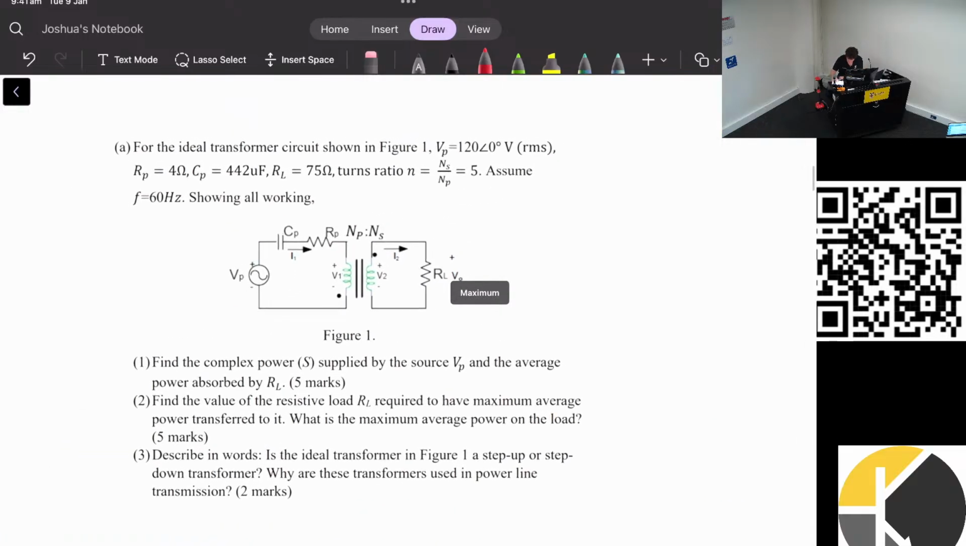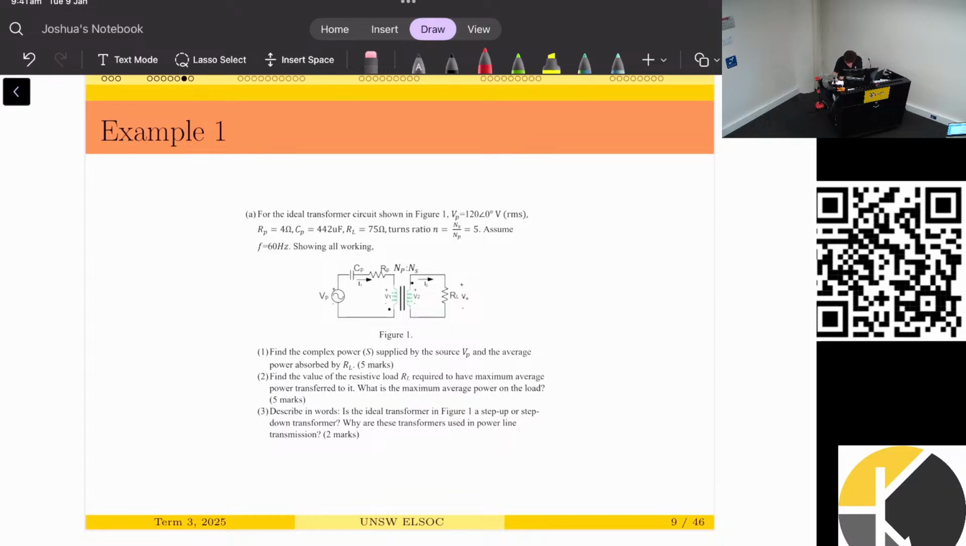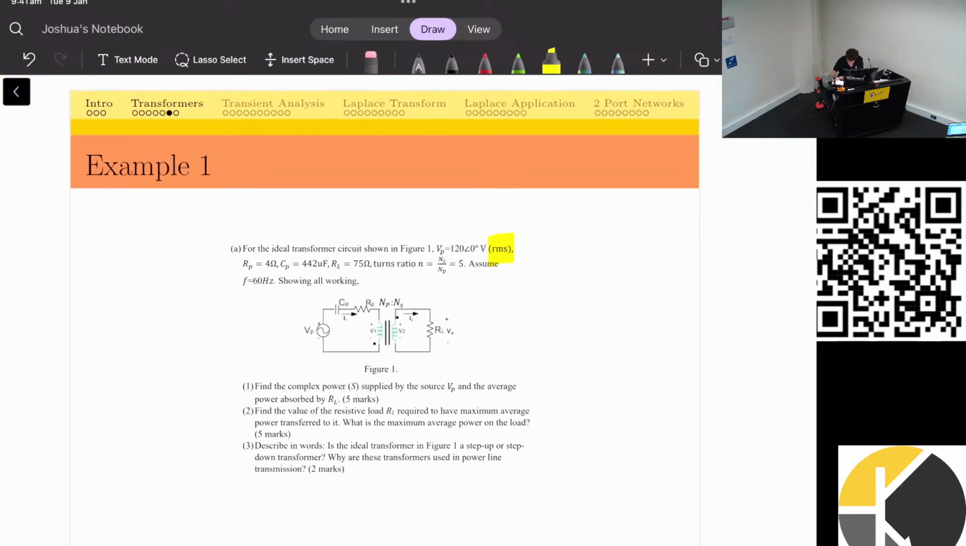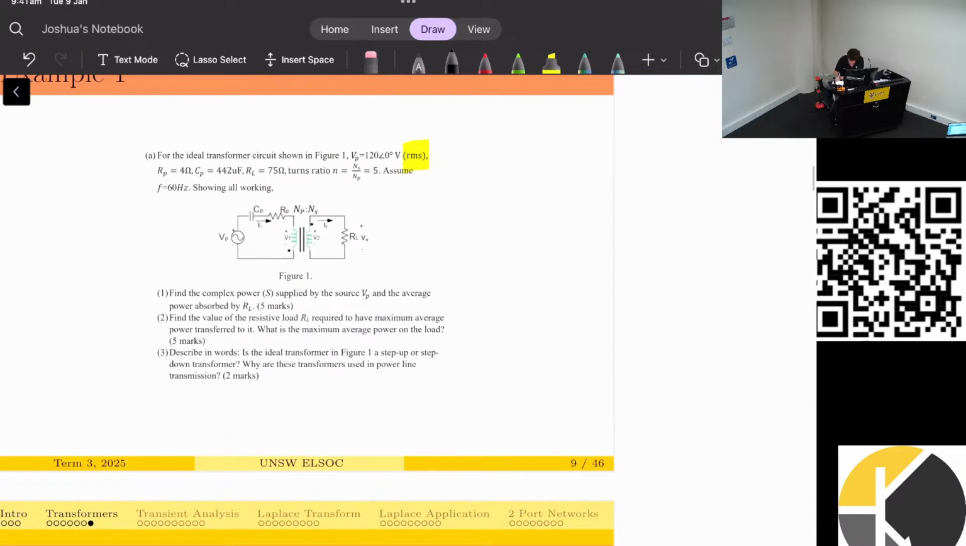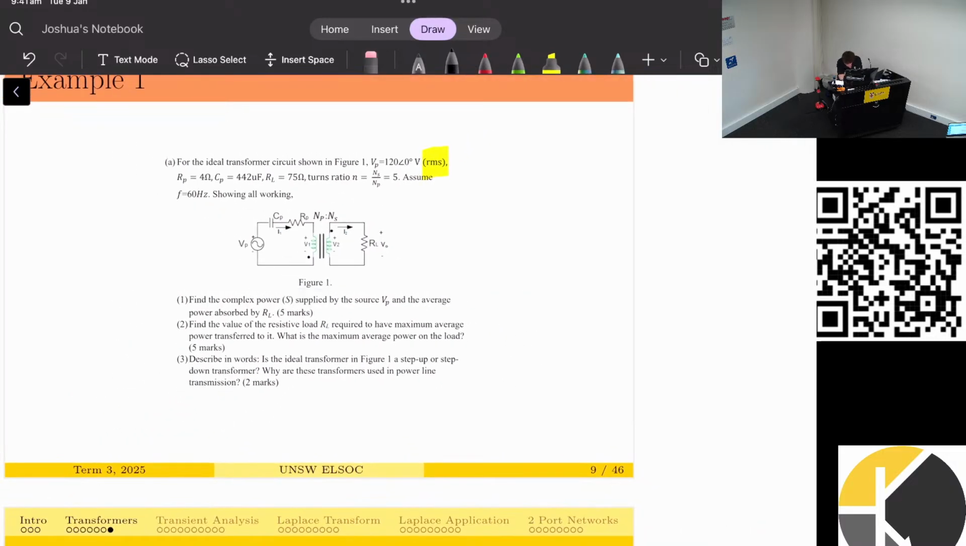Example 1. For the ideal transformer shown in figure 1, Vp equals 120 volts RMS. I'm noticing that straight away, because it means certain equations will be different, especially the power equations. They give us our Ip, our capacitor, and our RL. They've also given us our N. So let's check what question 1 says: find the complex power supplied by the source Vp, and the average power absorbed by RL.